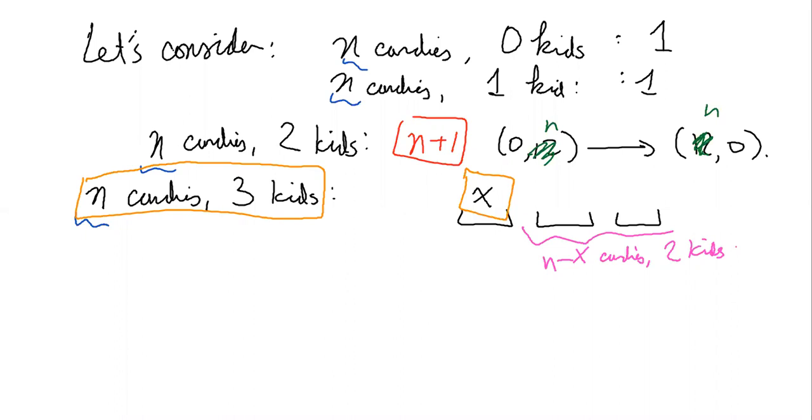Well, what can we do? If we know what x is, we know how many there are. So what can we do about x?